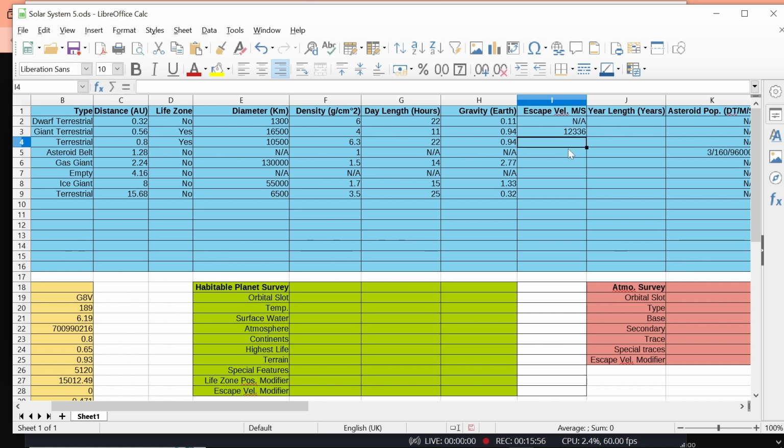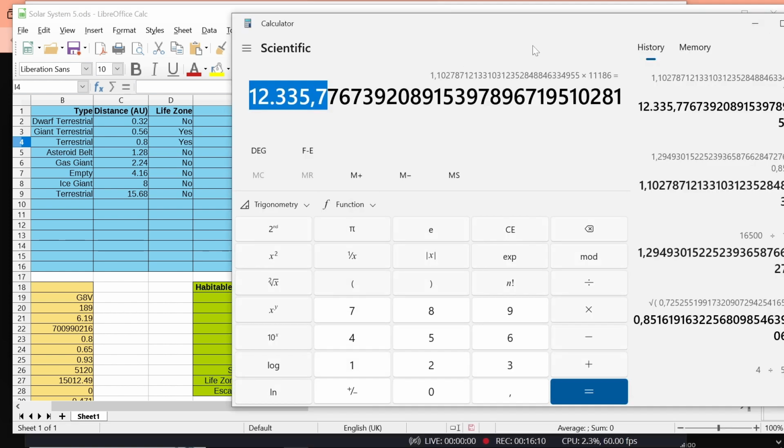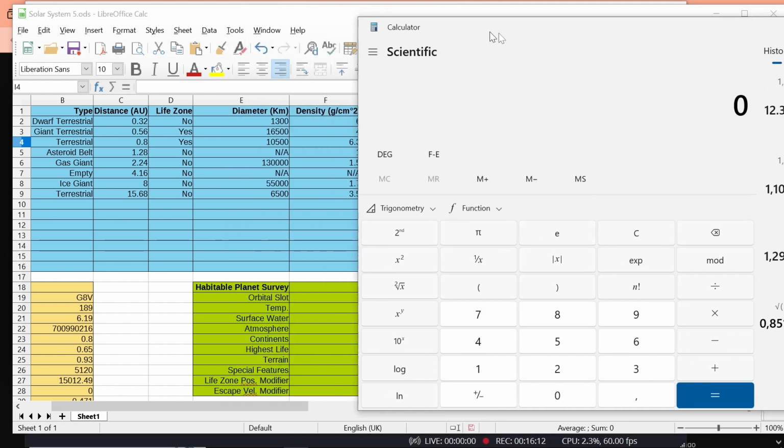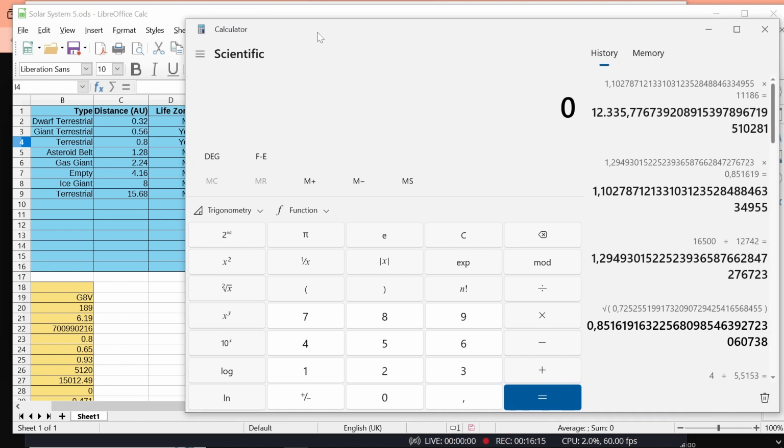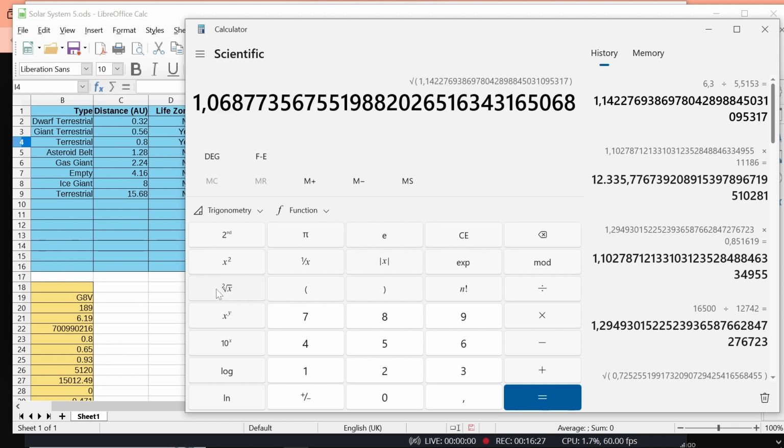That's the escape velocity for the giant terrestrial. That makes sense. Since they have the same gravity, will they have the same escape velocity? Probably not, because the radius makes a difference when you're trying to leave the planet. Let's see. So we start with 6.3. 6.3 divided by 5.5153 equals 1.14. Take the square root of that number, 1.06.